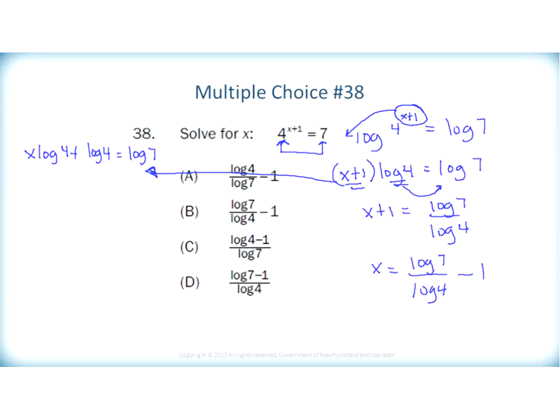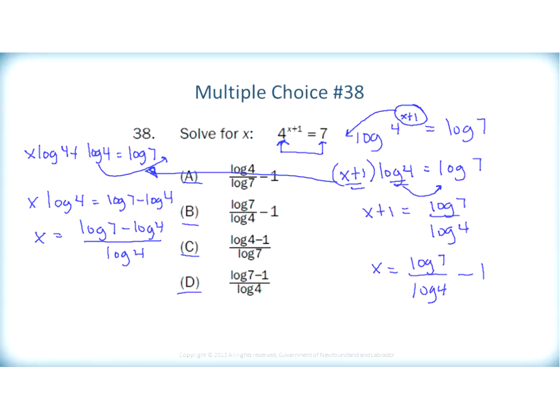And then move the log 4 on this side. This will give us x log 4 is equal to log 7 subtract log 4. And since the log 4 is being multiplied by x, x would equal log 7 subtract log 4 over log 4. You may wish to put this in on your calculator and then put each of the 4 answers in on your calculator to determine which one gives you the same.